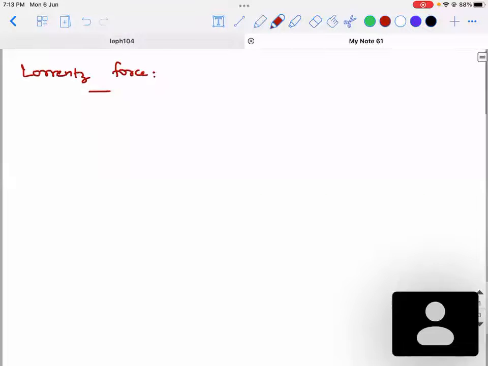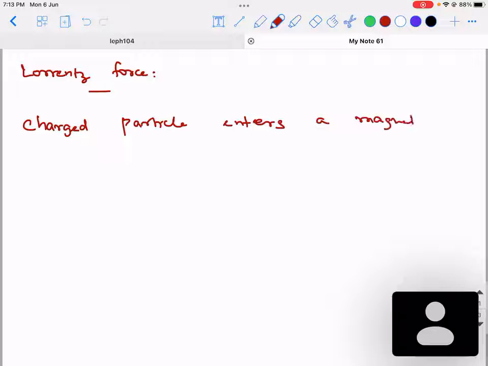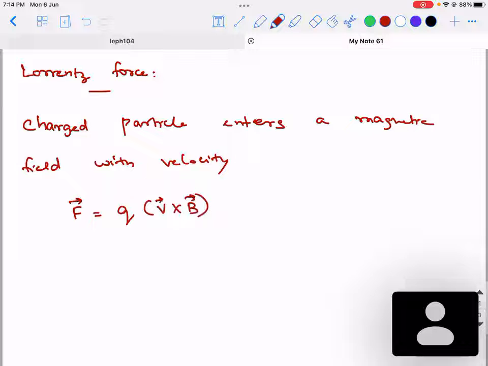So last class we were discussing Lorentz force. In Lorentz force, we know that when a charged particle enters a magnetic field with velocity, it starts experiencing a force of Q into V vector cross B vector. Correct? So this is what happens, right? Which we wrote in the vector form.